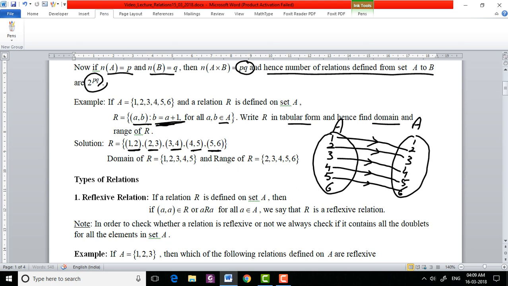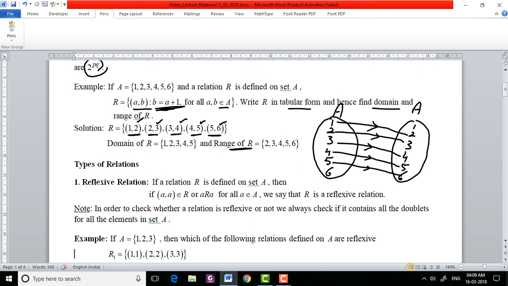The domain of a relation R is the set of all the first entries of the elements of the relation R. So first entries are 1, 2, 3, 4 and 5. So the domain of the relation R is the set containing 1, 2, 3, 4 and 5. And the range of relation R is the set of all the second entries of the ordered pairs. Second entries are 2, 3, 4, 5 and 6. So the range of relation R is the set containing 2, 3, 4, 5 and 6.